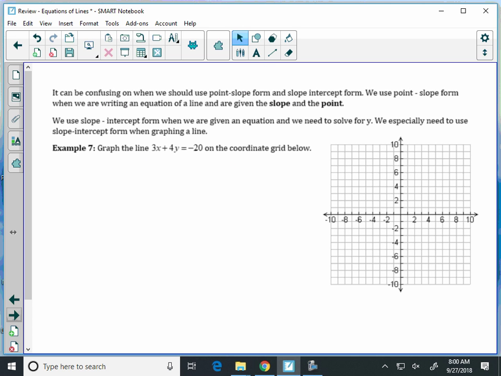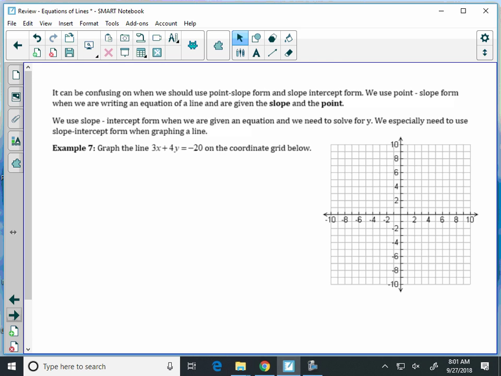Okay. Sometimes it can be confusing to know when to use point slope form and when to use y-intercept form. There's two forms of a line. Sometimes it can be a headache to decide which one you're using when. We generally use point slope form when we're trying to write an equation of a line. So you're given a slope, you're given a point, and it says write an equation. That's when we use point slope form.